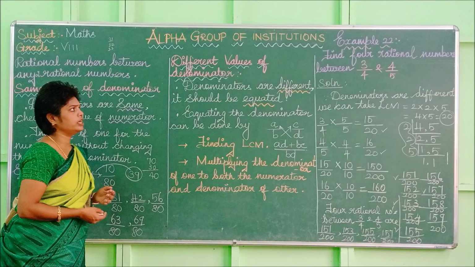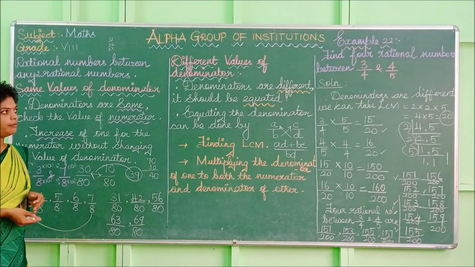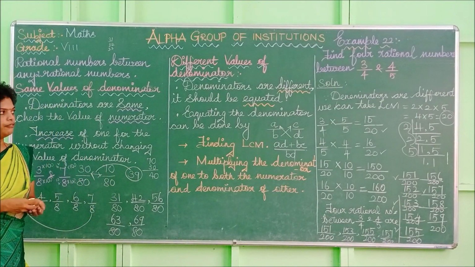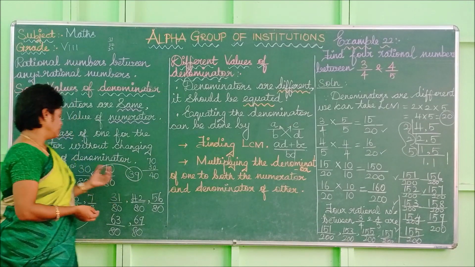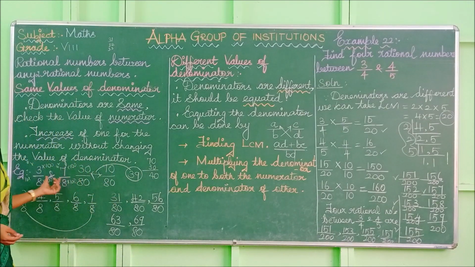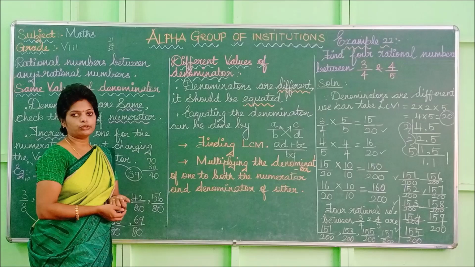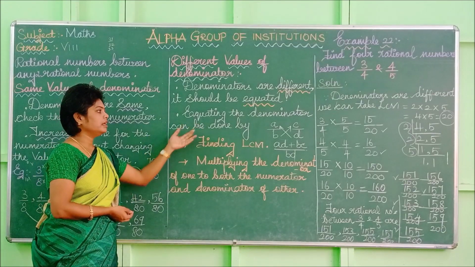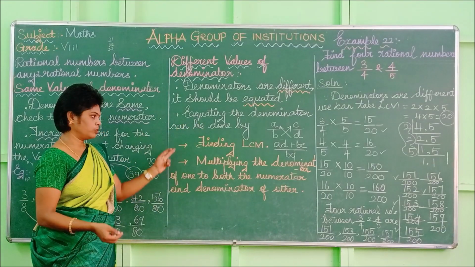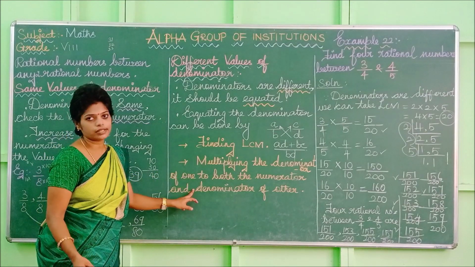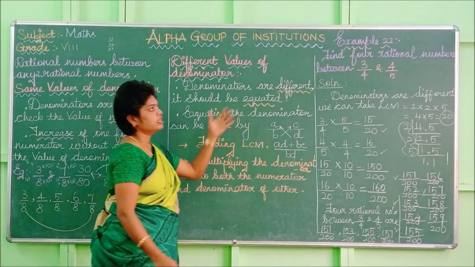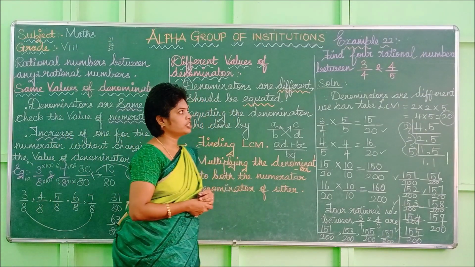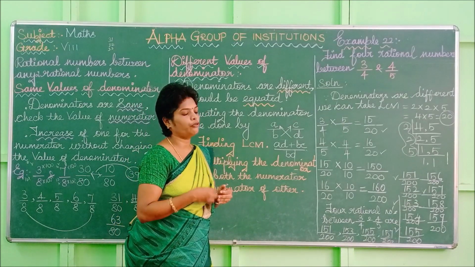So our next rule is different values of denominator. If our denominators are different, they should be equated. Here the denominators are same. If it is different, we have to equate them. Equating the denominator can be done in two ways. One is finding LCM, another is the cross multiplication method. So see this example: find 4 rational numbers between 3 by 4 and 4 by 5.